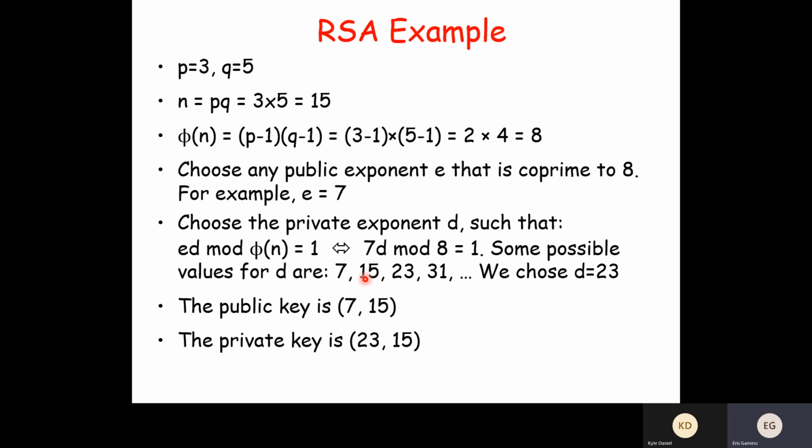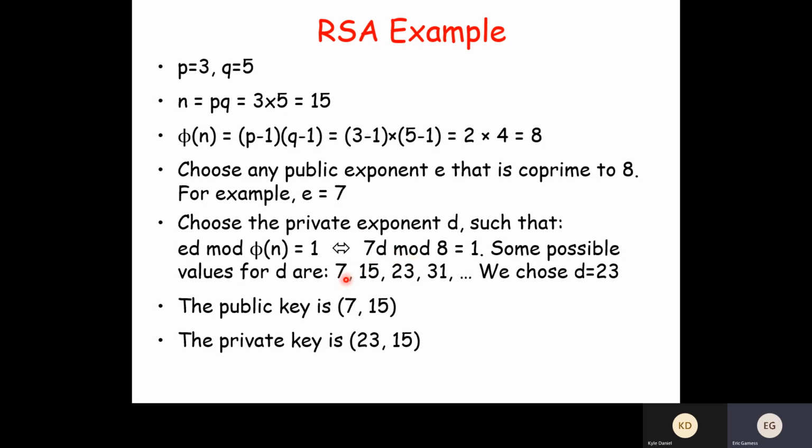105, exactly. 105 modulus 8. So 104 is a multiple of 8, so 105 modulus 8 will be 1. So I can also use, for the private exponent, 15, 23, or 31. Any value of D that fulfills this equation is a solution.